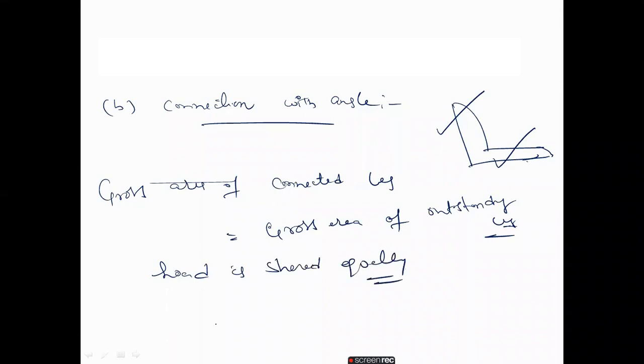Suppose the load acting is 430 kilonewtons. Divided by 2, if it is shared equally on both angles, each angle takes 215 kilonewtons. Now the lug angle is to be designed to take 1.2 times the single load acting on the member. So here you will get the load as 258 kilonewtons.